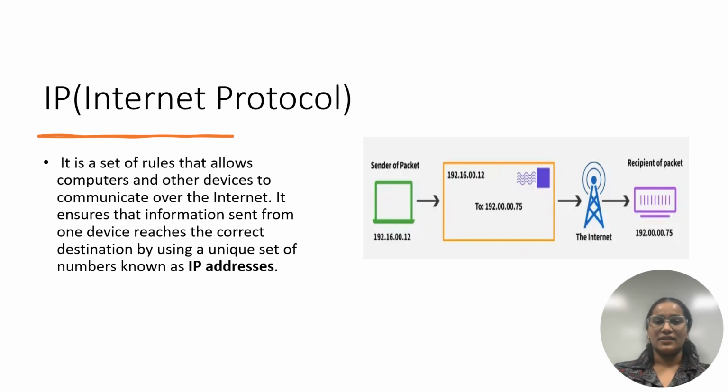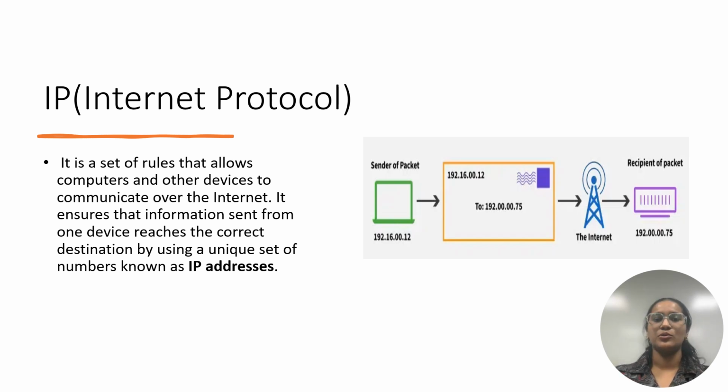When a device sends a data packet, the packet contains both the source IP address, where the data came from, and the destination IP address, where the data is going. The routing system, which is the routers, uses these IP addresses to forward packets across the different networks until they reach their destination. So, there are different versions of IP.